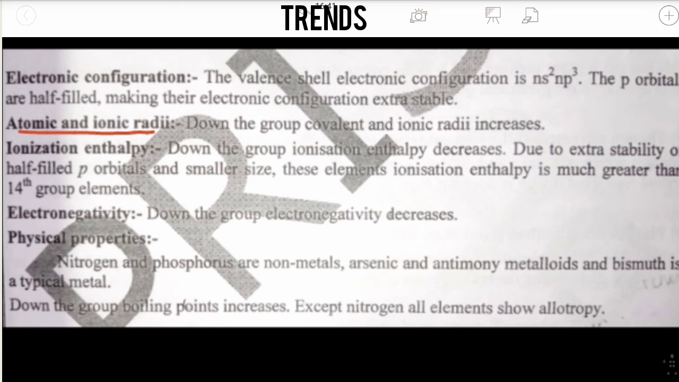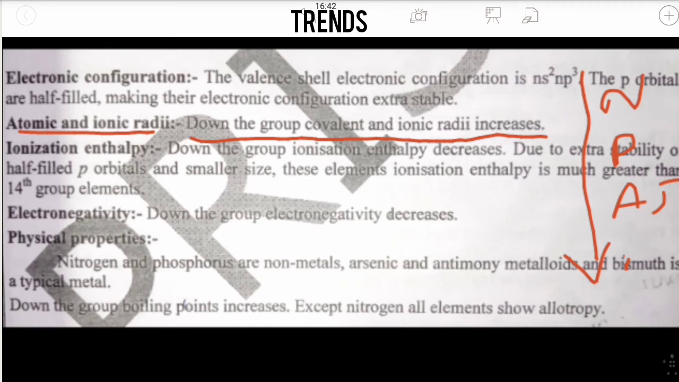Next one is atomic and ionic radii. Down the group, covalent and ionic radii increase. As you go down the group, atomic and ionic radii increase. How does it increase? It increases because there is a considerable increase of covalent radius from N to P, that is, nitrogen to phosphorus.